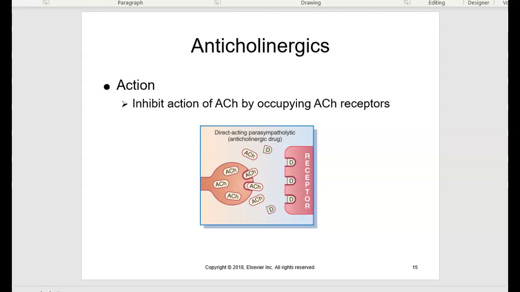This lecture is going to go over anticholinergics, also known as cholinergic antagonists or parasympatholytics, and it starts on page 215. So anticholinergics, how do they work? They work by inhibiting the action of acetylcholine by occupying acetylcholine receptors. In this diagram, it shows you the drug going in and blocking the acetylcholine from attaching to the receptor. So again, anticholinergic, a cholinergic antagonist, or a cholinergic blocker.